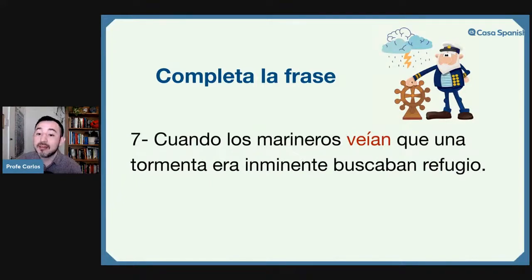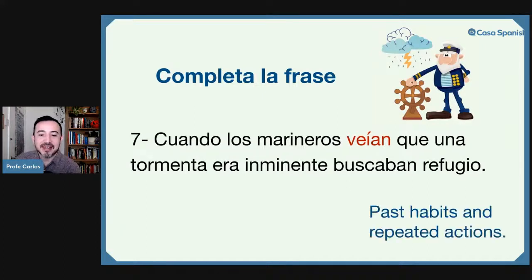Now, pronunciation, refugio. Remember that sound, refugio y veían. So remember that we don't say veían with a different sound, no difference between the B and the V. Entonces, refugio y veían. Muy bien.